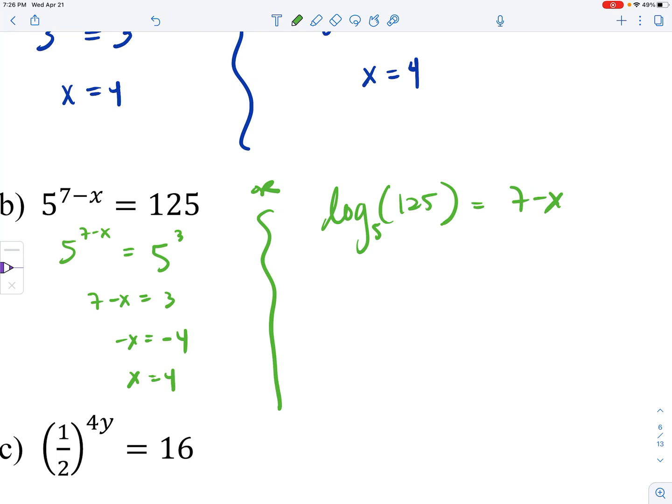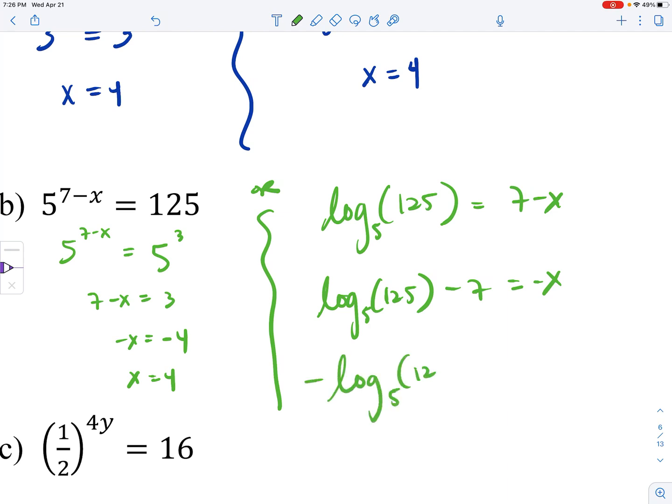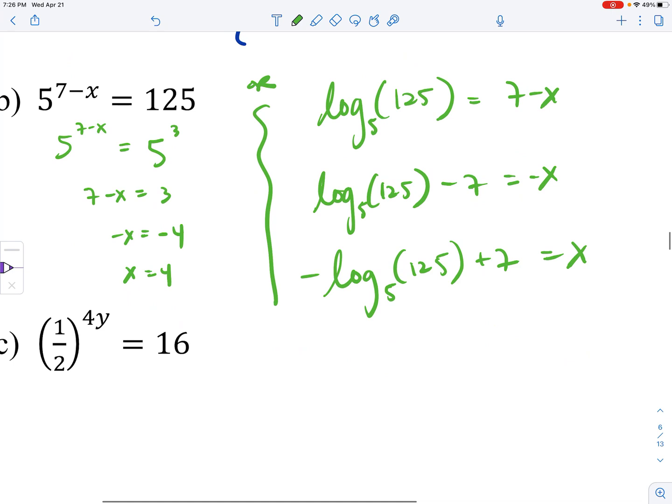So subtract 7 on each side. Divide by -1 on each side. So that changes the signs on the left-hand side. And then you could type that into your calculator, or you could think about evaluating that logarithm and then simplifying it, and you end up with x equals 4.